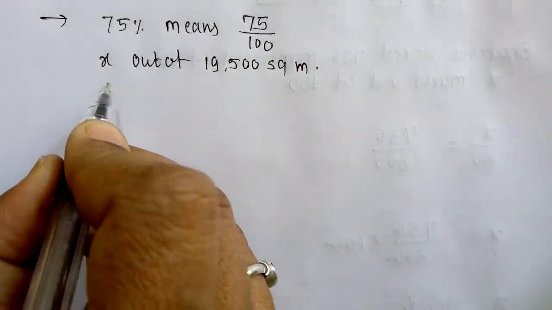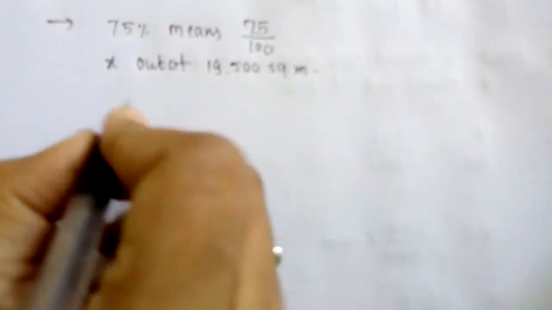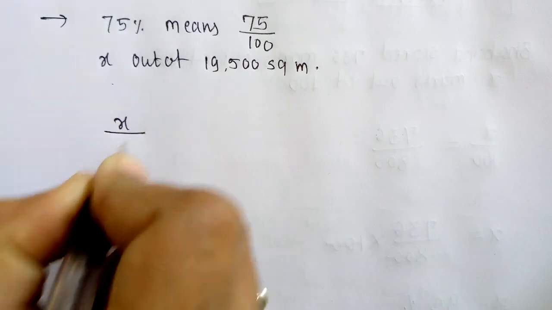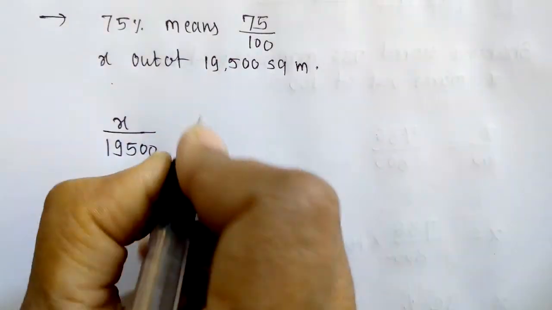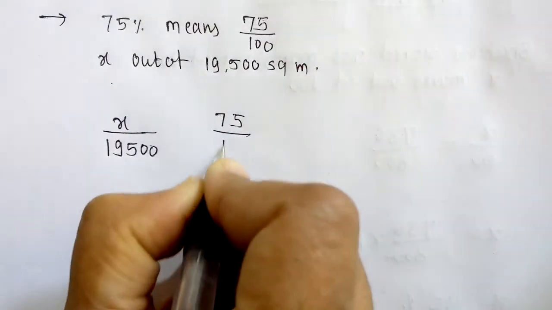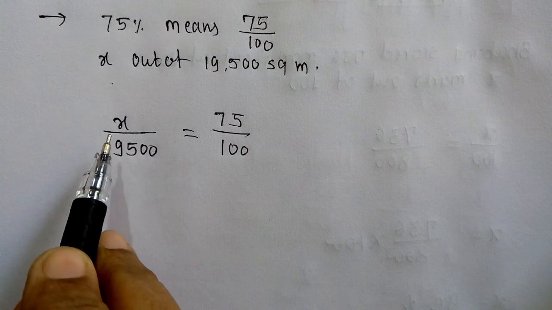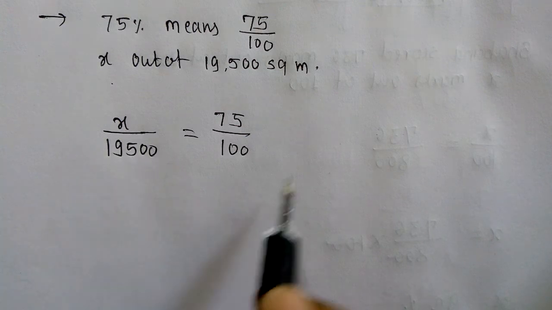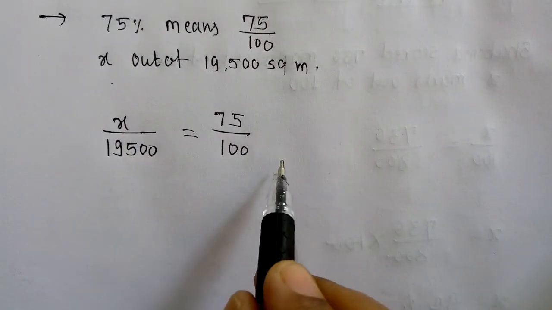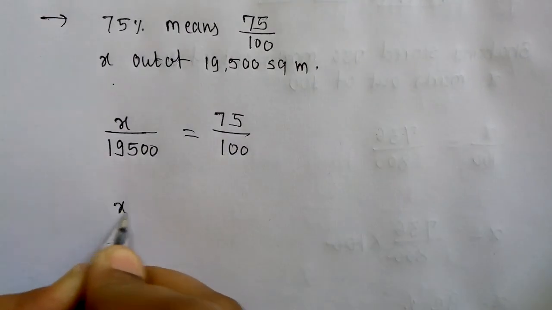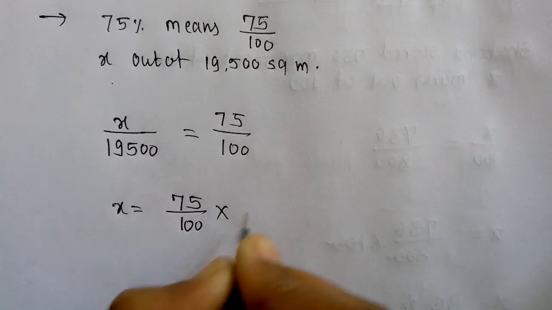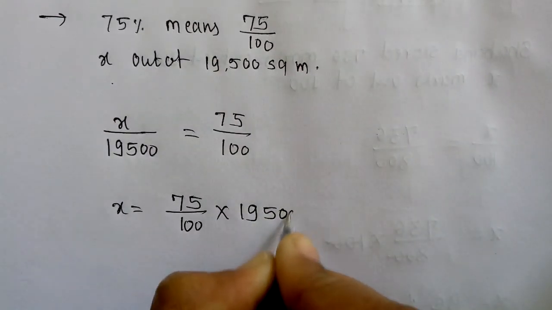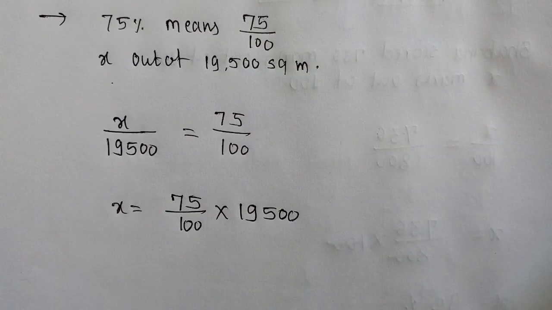So how to write this x out of 19,500? We will write it as, see, x upon 19,500, and this one 75 upon 100. Okay, so we have to find the value of x. So take this 19,500 to this side, so it will be multiplied. So x is equal to 75 upon 100 into 19,500. Now we will solve it.